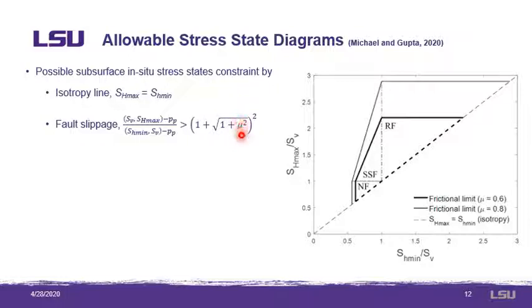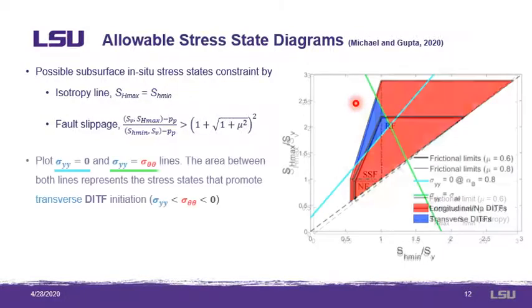Any stress state outside those bounds is virtually unstable and cannot occur because if a fault exists under those stress state conditions, it will automatically fail in shear. There will be fault slippage, which is basically an earthquake. I took this plot and added two lines to it.